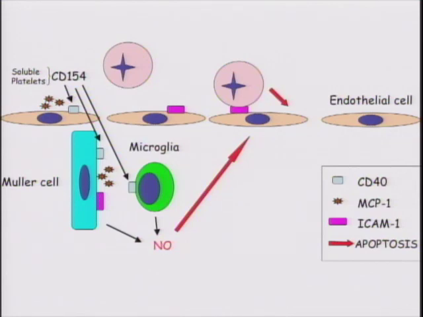And we also have data that I'm not showing today indicating that CD40 also triggers high levels of prostaglandin E2, which can also be pro-apoptotic.